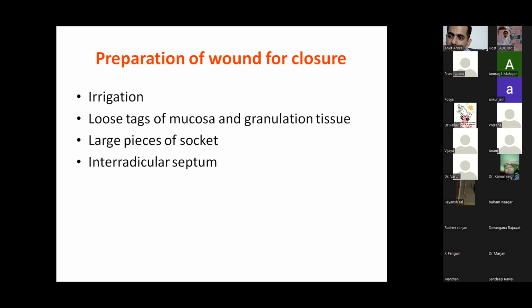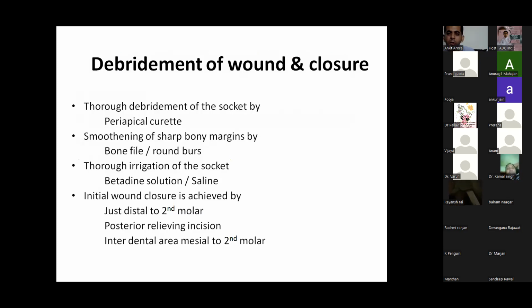But before closure, you need to take a proper IOPA. Okay, there is a specific process. You need to take a proper IOPA so that you know nothing is left behind. Okay, nothing is left behind. You need to take a proper IOPA. And you can look for large pieces of socket and interradicular septum.